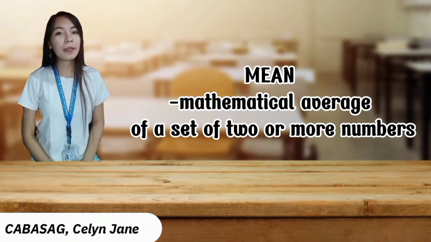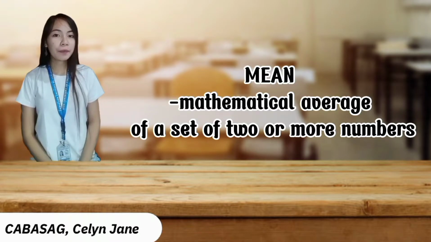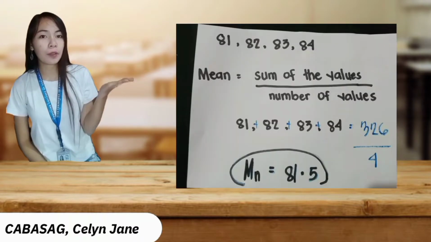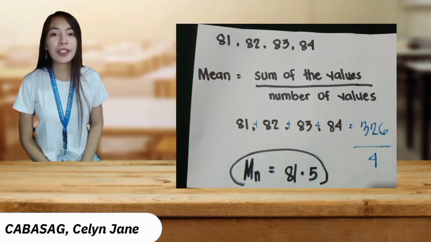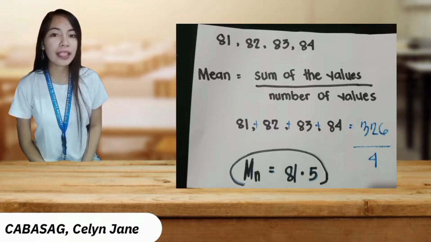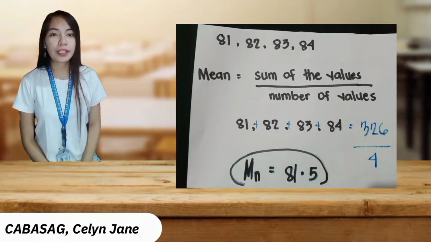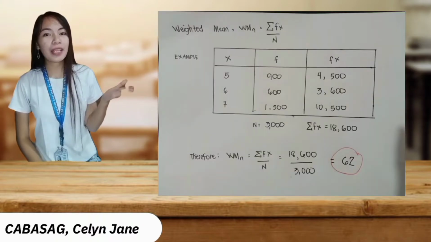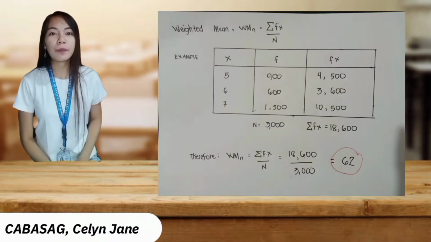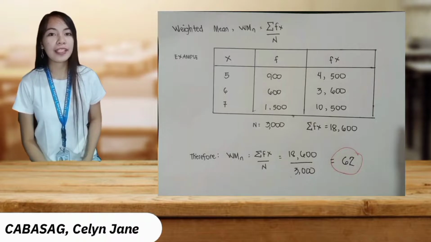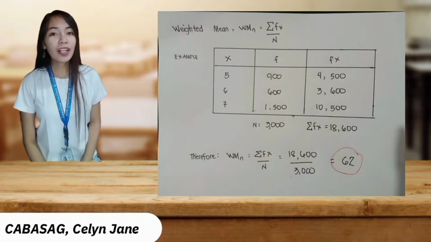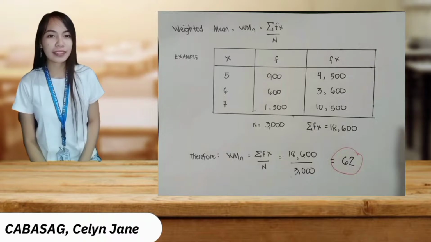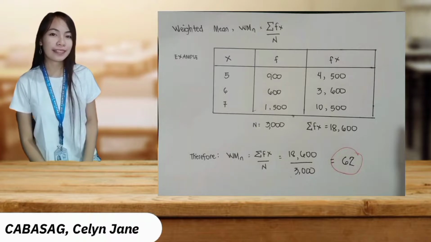A mean is the simple mathematical average of a set of two or more numbers. In finding the mean using this example, which is part of the ungrouped data, you have to add up all the data values to get the sum first, then count the number of values in your data set, and divide the sum by the count to find the mean. In the weighted mean, this is the formula and the example, in which we multiply the values in x and f to find fx. Then, add all the values of x as well as in fx. Then, use the formula to find the answer by substitution.